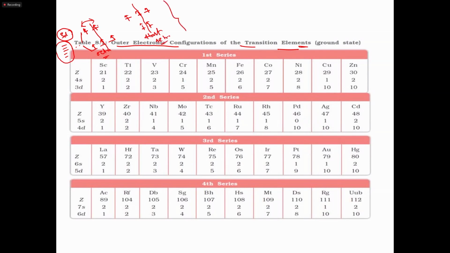But in the case of full filled, suppose this is the full filled, that means it is d10, there are 10 electrons present. So you can arrange in this array 1, 2, 3, 4, 5, 6, 7, 8, 9, 10. In this case also, there is symmetry. So in the half filled case and the full filled case, symmetry is coming in the electronic configuration. That's why the half filled and full filled configurations are more stable than the others.